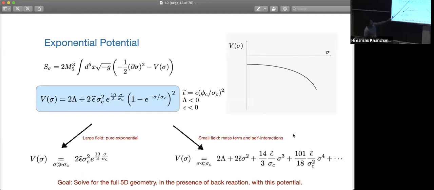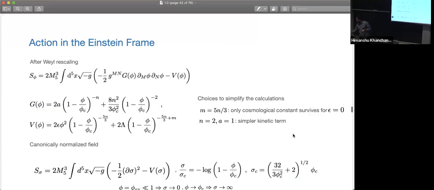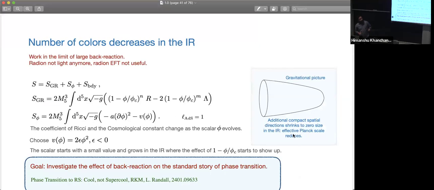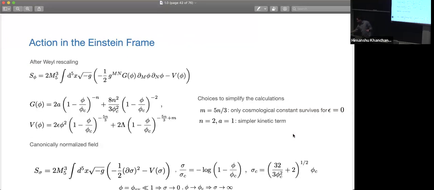This potential looks like this. With the choices that I was showing before, this potential has this cosmological constant part, which is the pure radius part, and then there is this exponential term. But sorry, there is an interplay between n and m that makes it positive omega. If you go to the previous slide, the exponent of the potential in the second term is n and m. Yeah, n and m, two things.